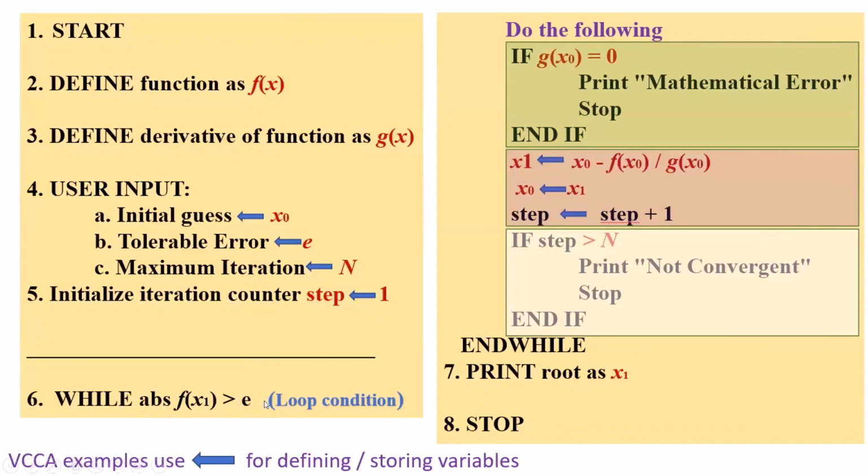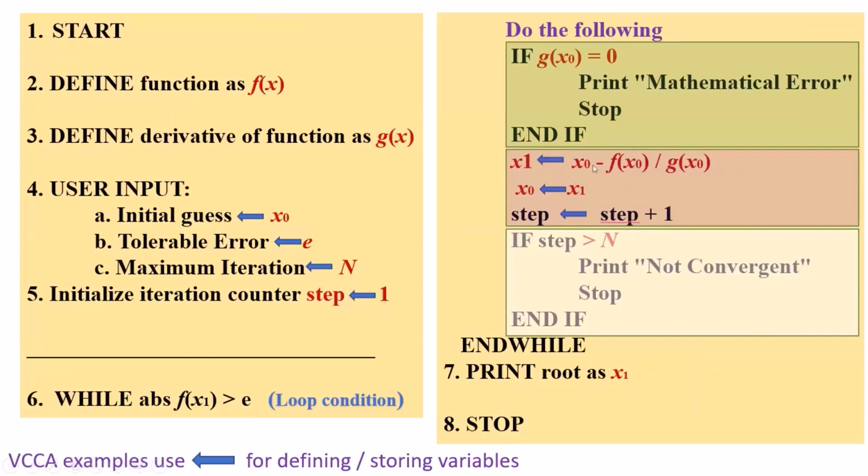Now there are some possibilities which I'm putting over here. My first possibility is if my derivative is 0, then I need to stop and give the user a message. So I could say mathematical error, or I could say derivative is 0. In pseudocode, all we need to say is that there is an error. Of course, when we are writing our code in whatever programming language, we can actually display what the error is.